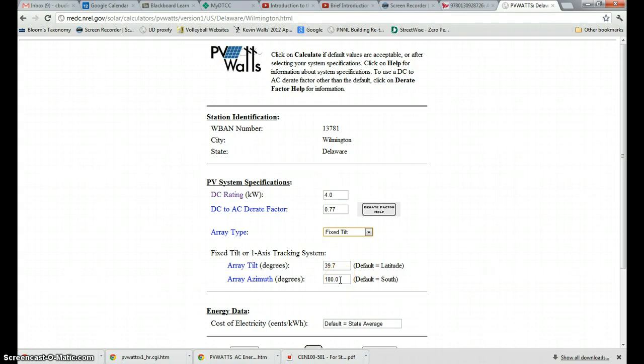And then the azimuth basically means it's not the tilt from the horizontal, it's the orientation, so north, south, east, or west. 180 is south, so that's the default, and that's actually always going to be the best for anything in the northern hemisphere, which Delaware is.